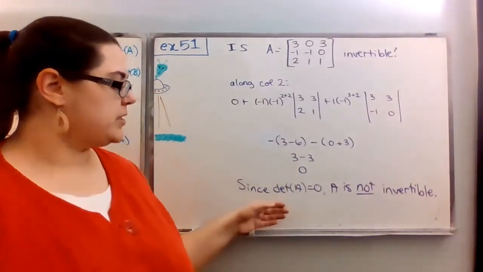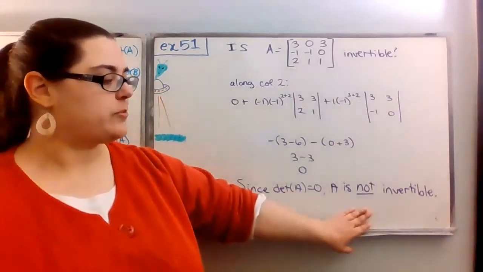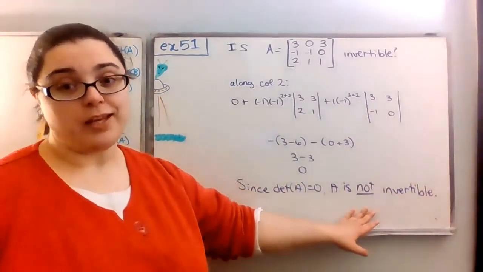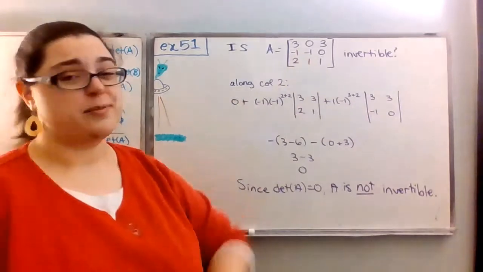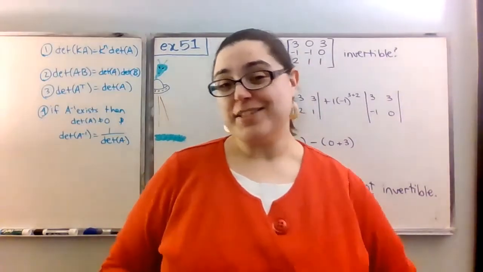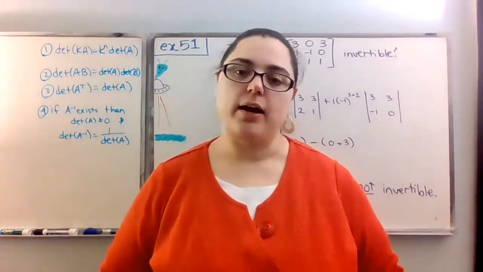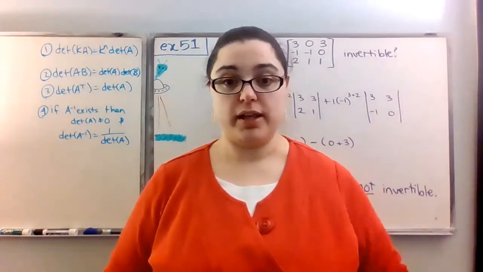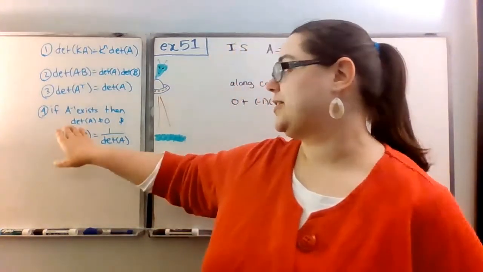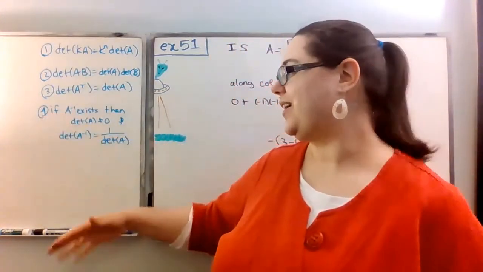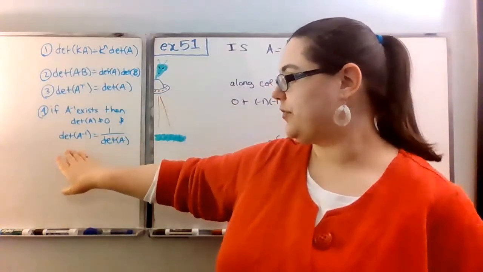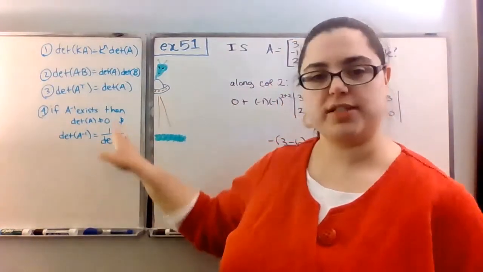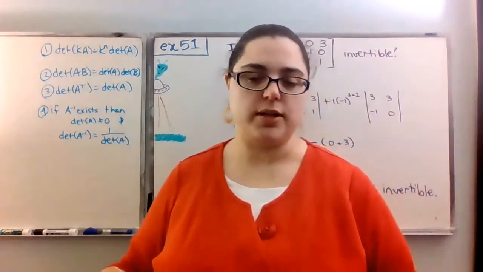What this means is since the determinant is 0, this matrix is not invertible. So we can't find an inverse for this matrix. So in this video, we've seen already a little bit how determinants and inverses are related, right? So if the determinant is 0, there's no inverse. And if there is an inverse, then its determinant is the reciprocal of the determinant of the matrix.